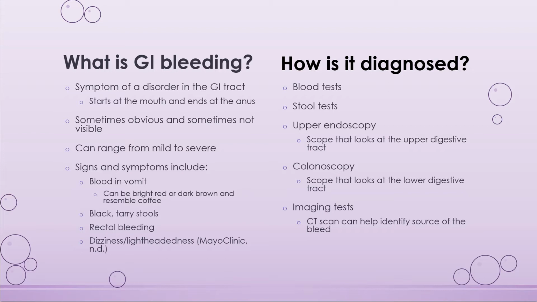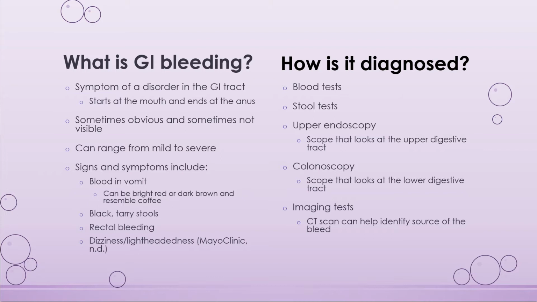Stool tests, because sometimes the blood isn't obvious in the stool. And so a stool test can help determine if there's even faint amounts of blood in stool. There's something called an upper endoscopy, which is a little scope with a camera, and it goes through the upper digestive tract, so the mouth, the esophagus, the stomach, and parts of the small intestines, looking at the digestive tract. As well as colonoscopy, same thing, only from the other end.